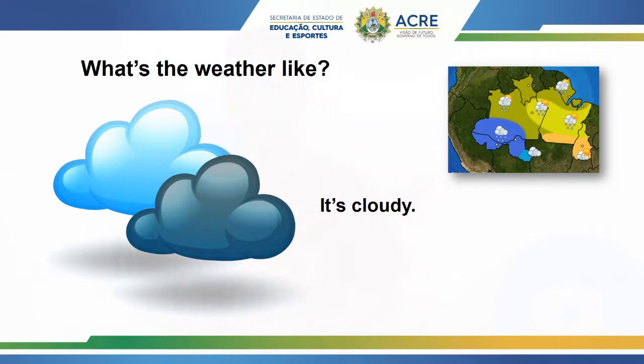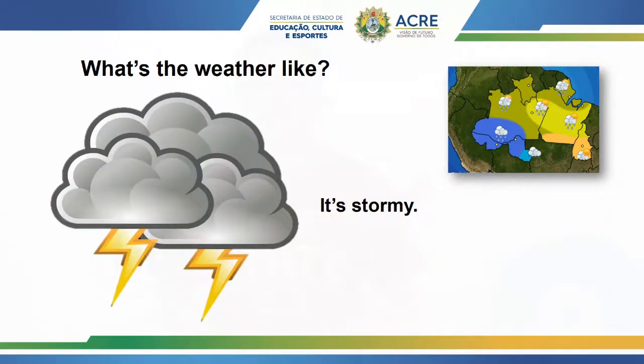On the next slide, we have a couple of clouds. So the weather here is cloudy. What's the weather like? It's cloudy. Now we have heavy clouds with lightning, and here we have a stormy day. So the answer for the question, what's the weather like, is it's stormy.